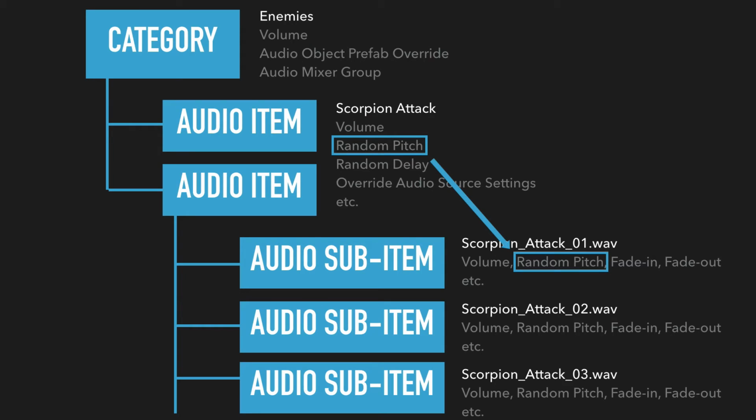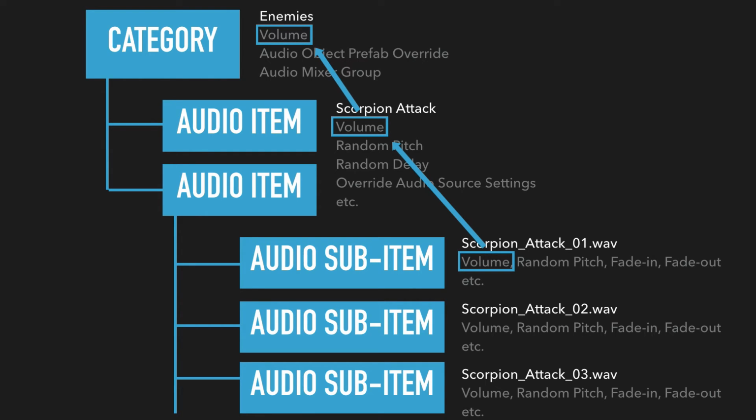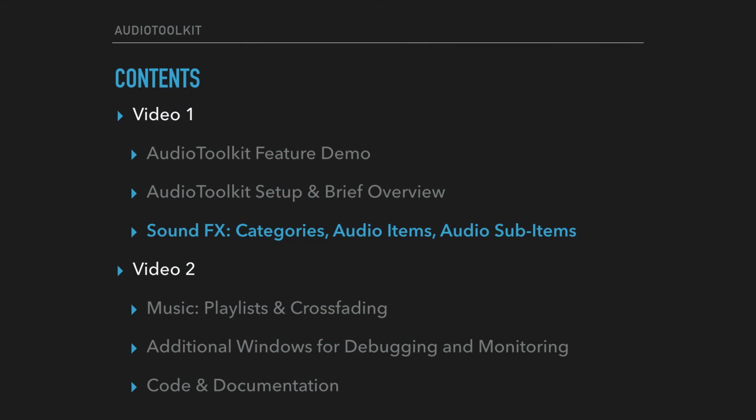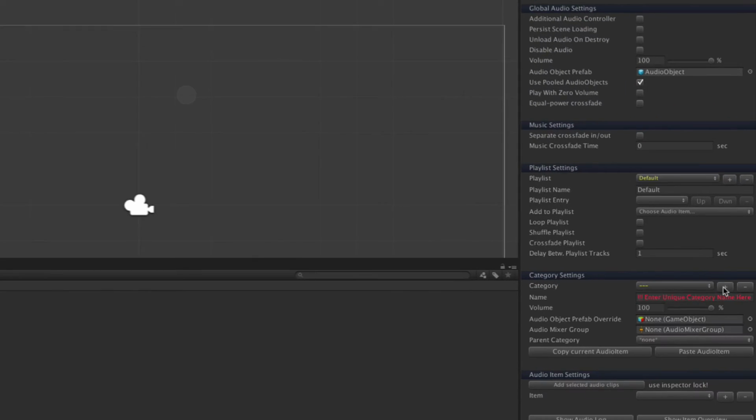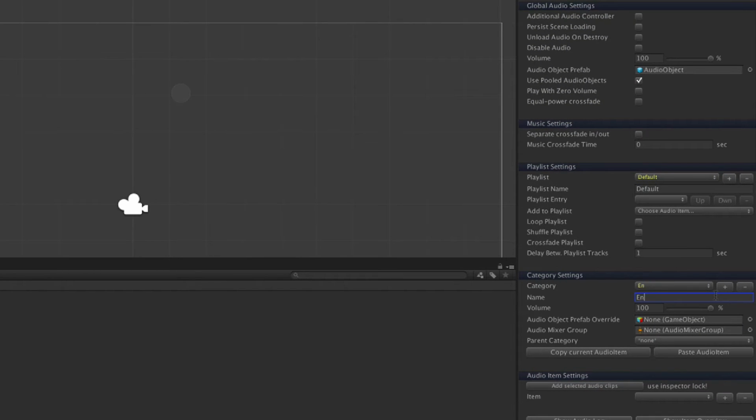You really have total control down to the single sound file, but Audio Toolkit lets you define key parameters as high in the hierarchy as possible, so you don't have to micromanage each file one by one. Okay, now that we understand the concept, let's do it. I click on the plus sign to add a new category and name it Enemies. At this point, I don't want to override the global audio settings I have established.